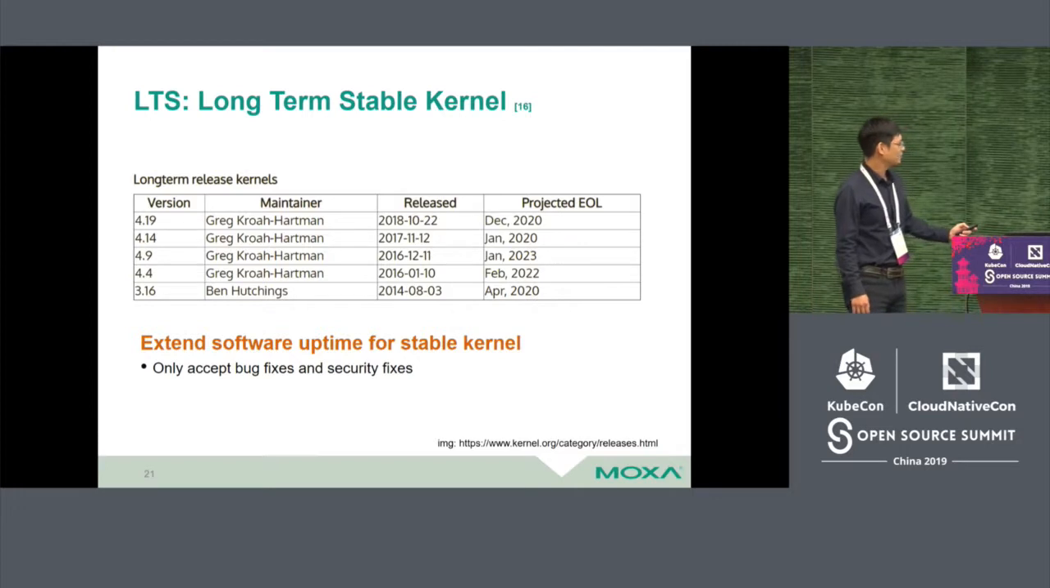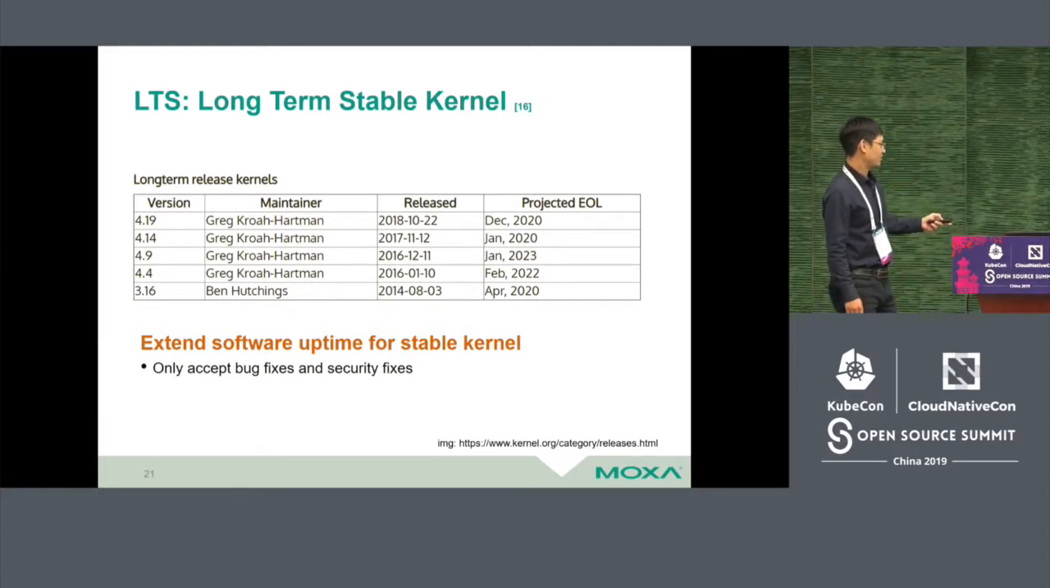So let's take a look at the LTS, long-term support, long-term stable kernel. As you can see, Greg and Ben Hutchings maintain five versions of the kernel here. The longest support time is about 6 years.